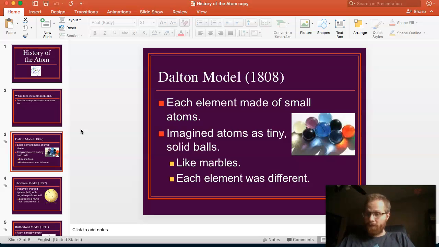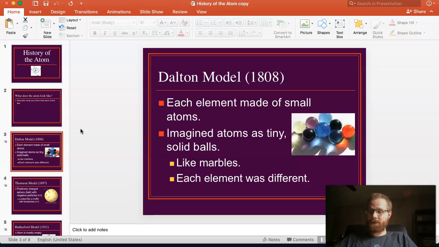Feel free to pause the video, type in your responses, then listen to it. Here we go. Okay, so now that you've typed it in, each element is made up of small, teeny tiny atoms.